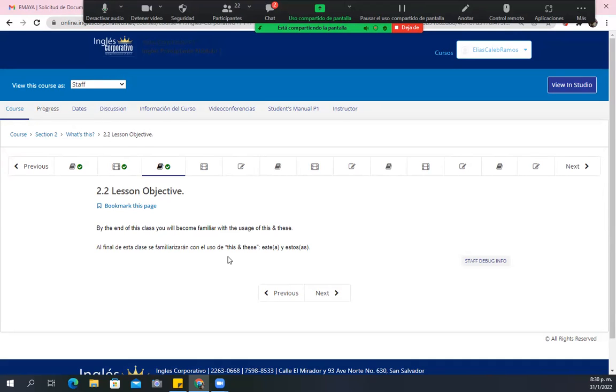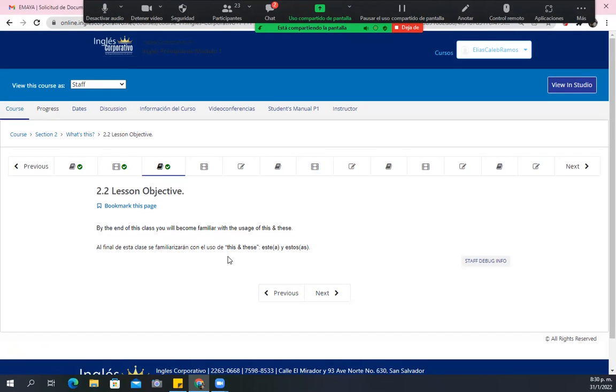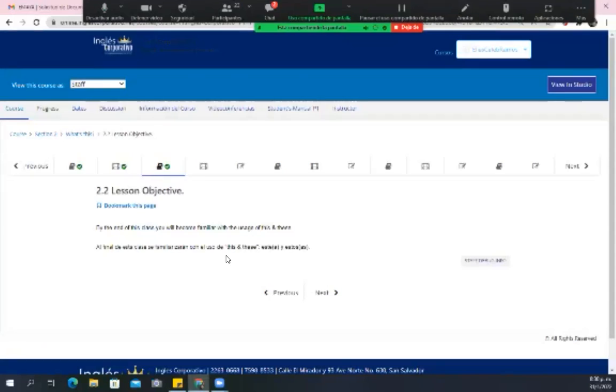Usamos esta forma porque de lo que estamos hablando, de lo que estamos expresando, estamos en contacto con ello, o lo tenemos cerca. ¿Ya? Para singular sería this. Con el verbo to be, is. This is. Affirmative. This is a nice class.